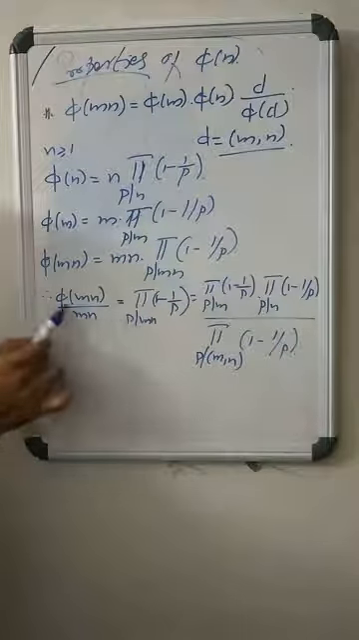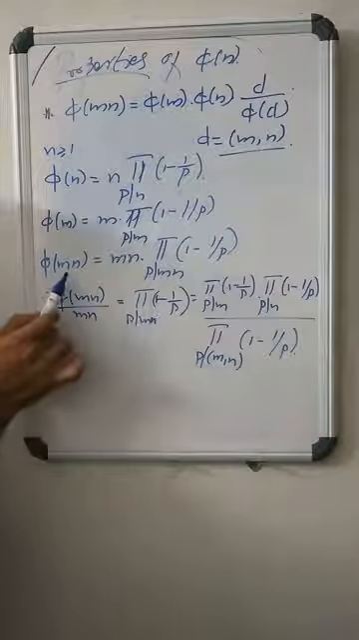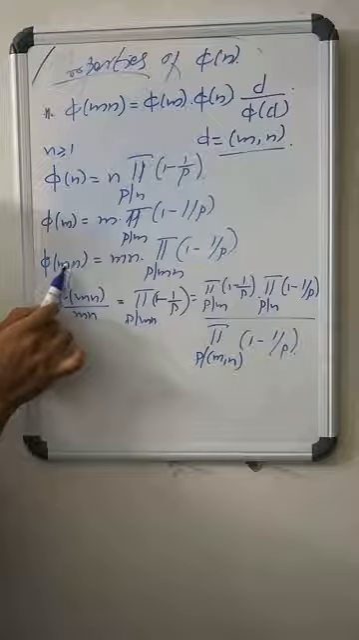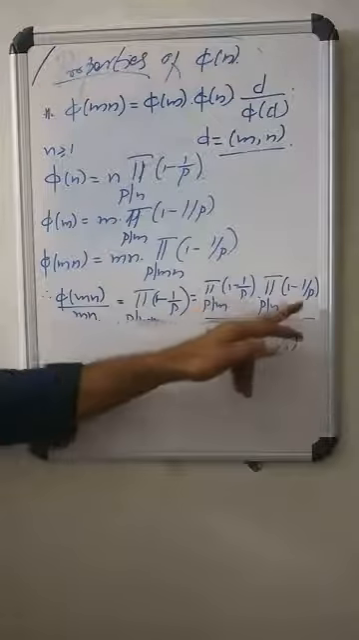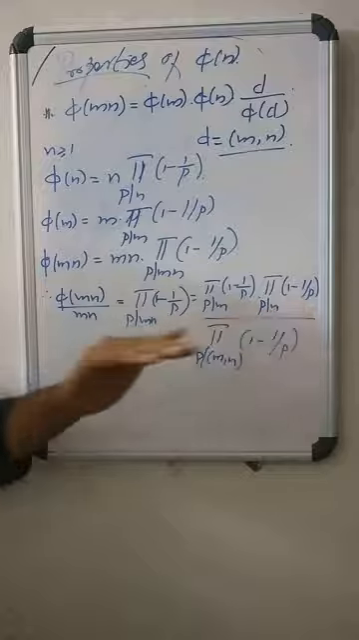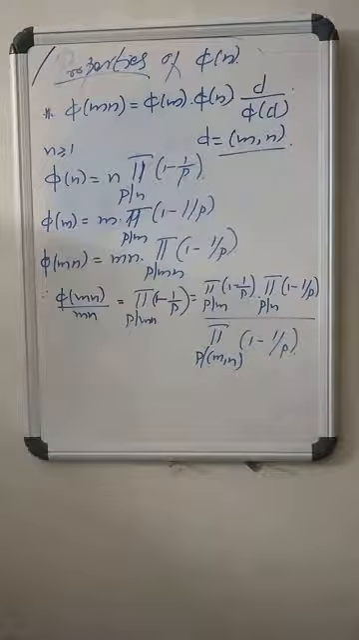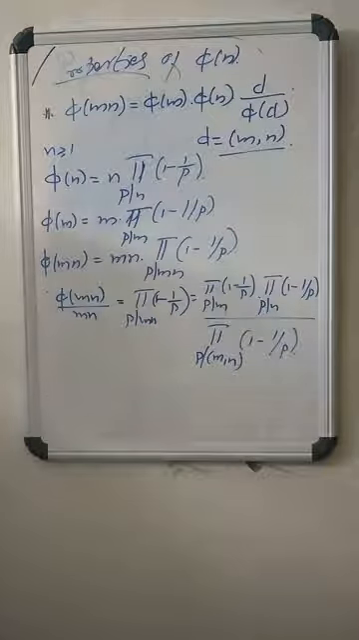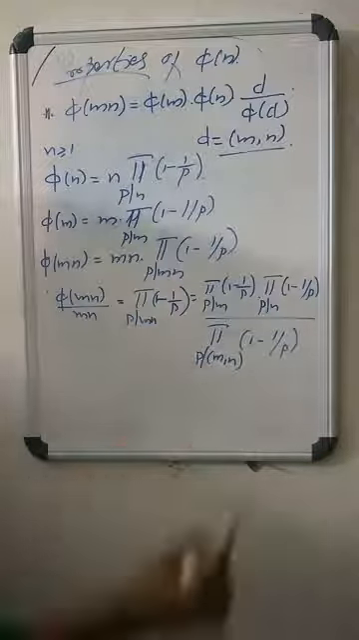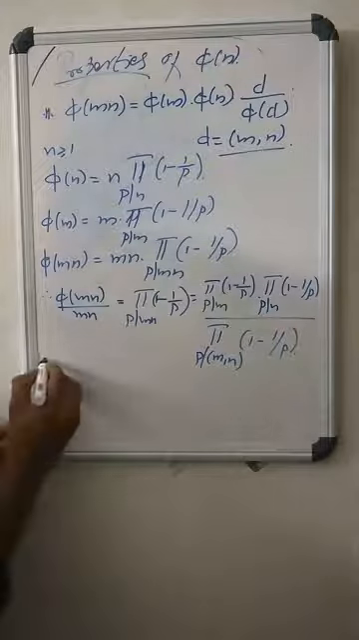Here, phi of mn by mn, by the product formula, is the product over p dividing mn of (1 minus 1 by p). Since any prime p dividing mn is a prime divisor of m or of n, and those prime divisors which divide both m and n also divide the GCD, phi of mn by mn can be rewritten as the product over p dividing m of (1 minus 1 by p) into the product over p dividing n of (1 minus 1 by p) divided by the product over p dividing the GCD of m and n of (1 minus 1 by p).